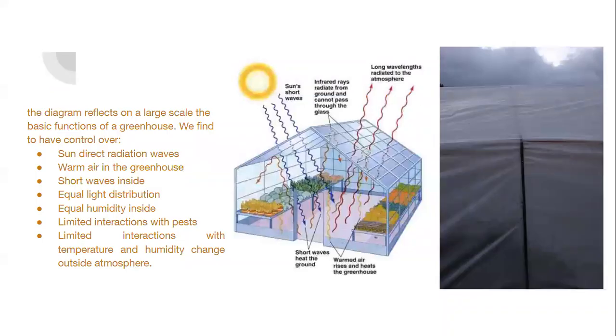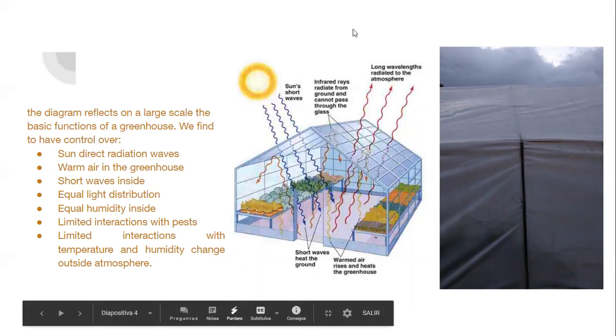We decided to do this because having two plants inside an enclosed area would help us in specific things. For example, we would eliminate direct sun radiation waves. We would also have warm air inside the greenhouse, which would help in having a similar temperature inside all of the space. We would also have short waves inside the area, equal light distribution along all the area, and similar humidity inside.